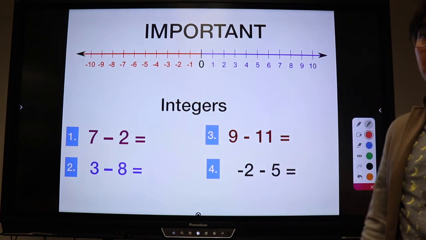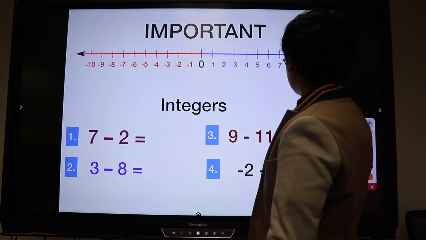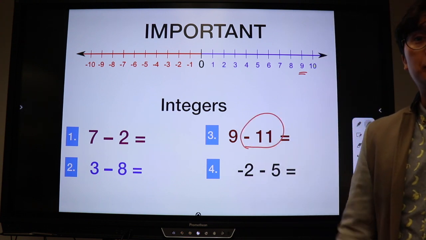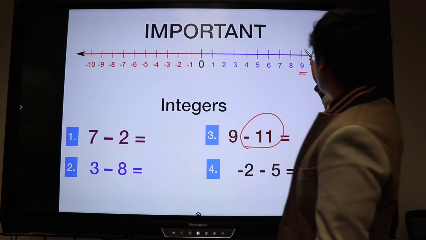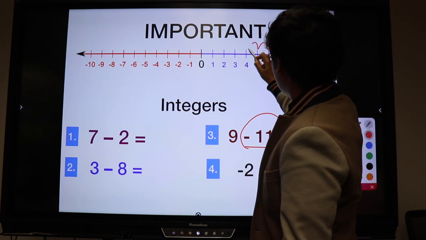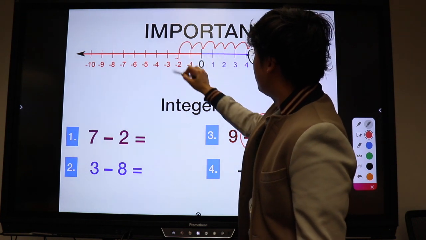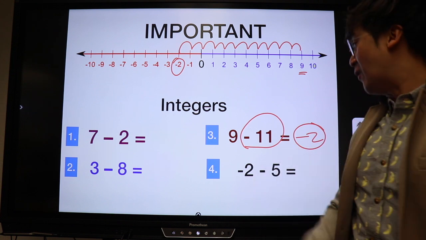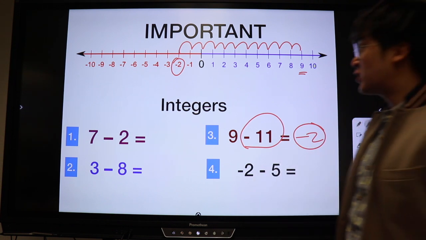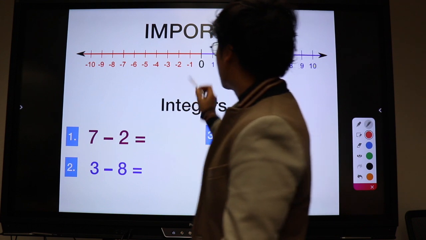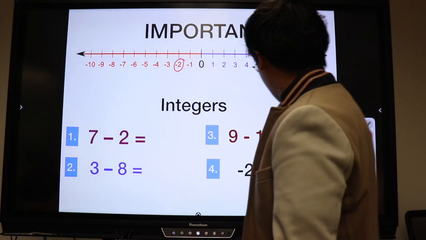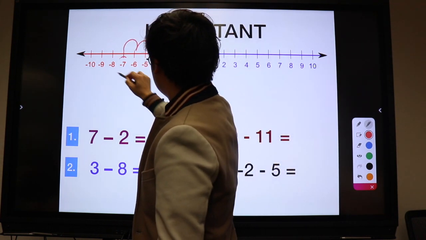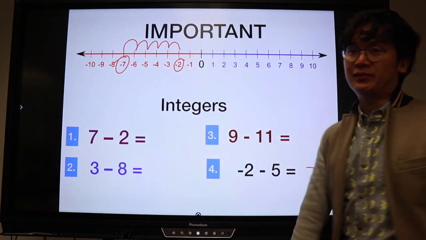So if I have 9 minus 11, you go from 9. So that's your starting point. And the direction that you're going to be moving is going to be to the negative side. So 9 going to 11 is 1, 2, 3, 4, 5, 6, 7, 8, 9, 10, 11. Is going to give you negative 2. And for the last problem, negative 2 minus 5. Negative 2 minus 5 is you start at negative 2. And you move 5 units to the negative side. So you have 1, 2, 3, 4, 5. And you'll have negative 7.